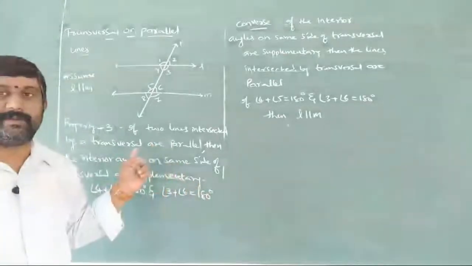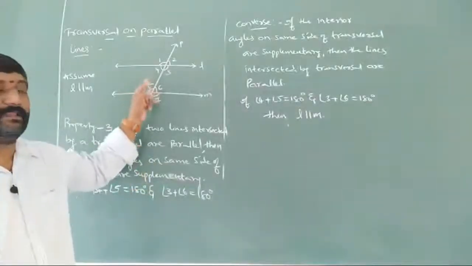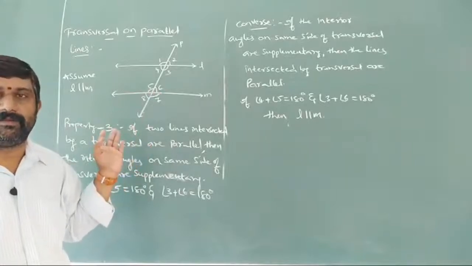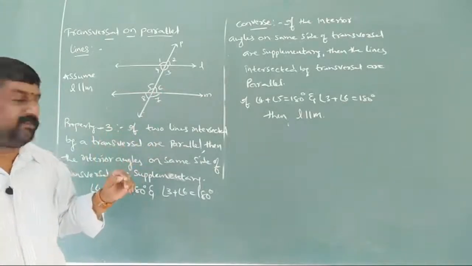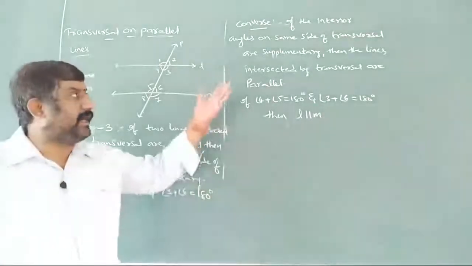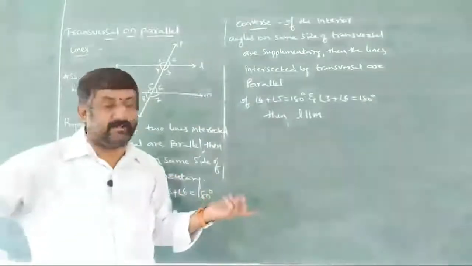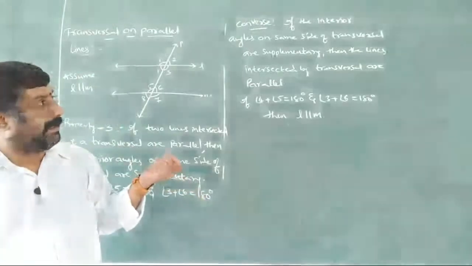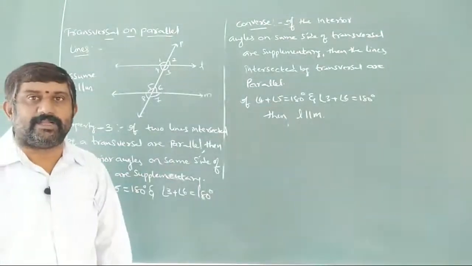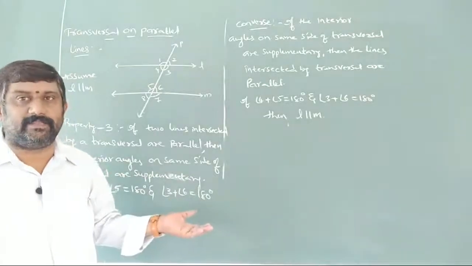Third one, what is the third property saying here? If two lines are parallel, then the interior angles on the same side of the transversal are supplementary. Supplementary is nothing but the sum of two angles must be 180 degrees. 4 plus 5 is 180, 3 plus 6 is 180. Even the converse is also true here. If the interior angles on the same side of the transversal are supplementary, then the lines intersected by the transversal are parallel. So these are the properties we have. So let us take some problems here, 2 or 3 problems depending on this, so that you may understand very easily.